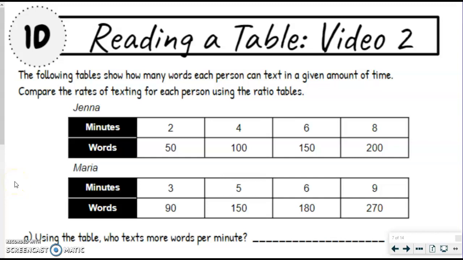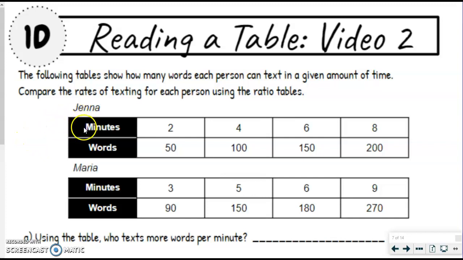All right, video 2 of reading a table. So here are two tables that are completed for you already, and we want to do some comparisons here. It says the following tables show how many words each person can text in a given amount of time. Compare the rates of texting for each person using the ratio tables, okay?